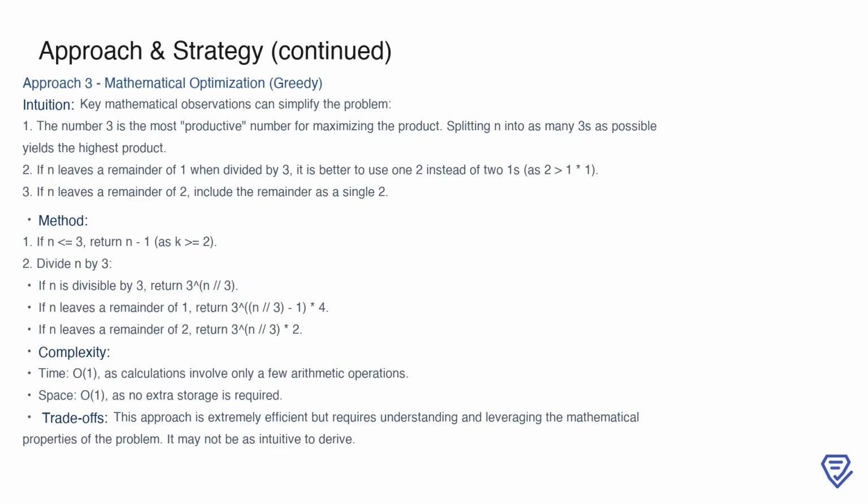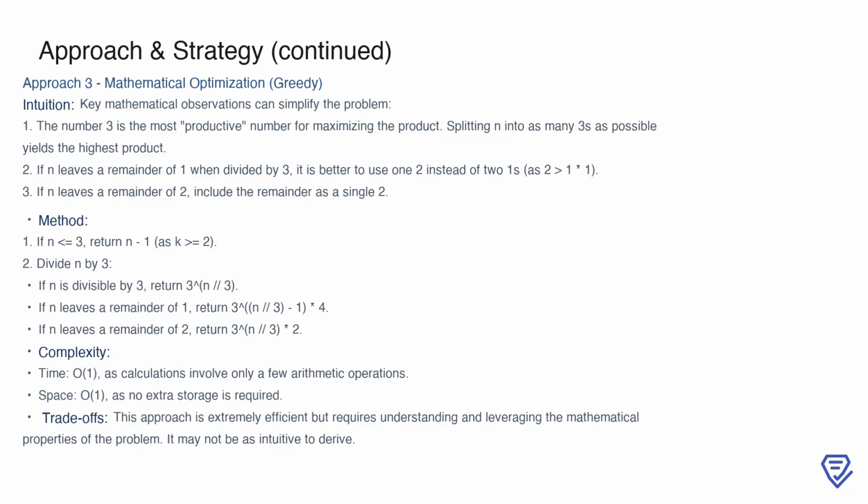If it divides evenly, the result is 3 raised to the power of n divided by 3. If the remainder is 1, we subtract 1 3 and multiply by 4. If the remainder is 2, we simply multiply by 2. This approach has a constant time and space complexity, O(1), making it extremely efficient.